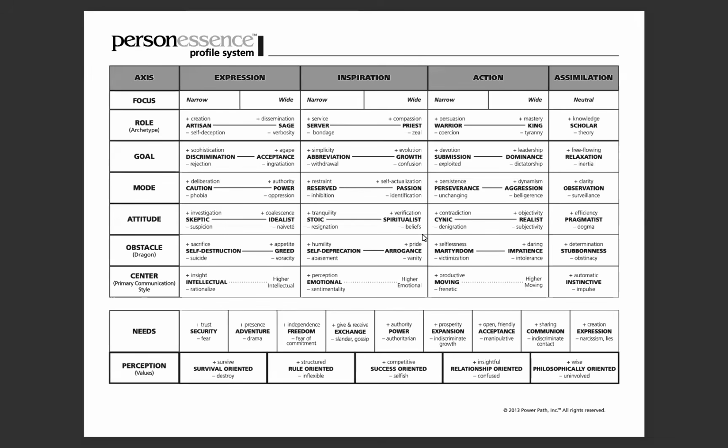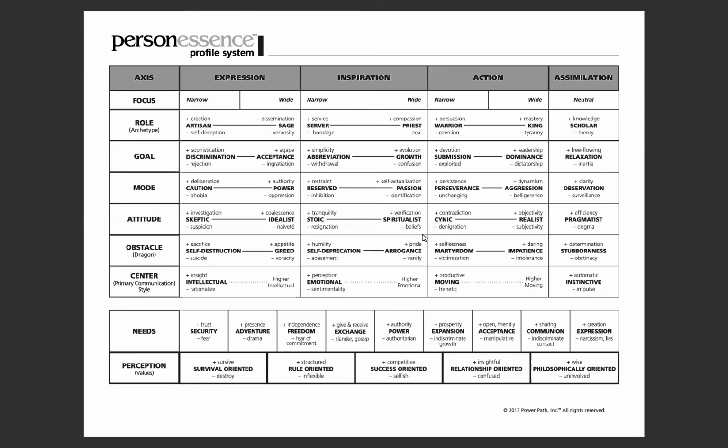The top horizontal row covers the 7 archetypal roles, the ones we master over many lifetimes. This is our primary beingness on an essence level: artisans, sages, servers and priests, warriors and kings, and scholars. These roles also describe a secondary role called casting, and that's an influence or a modifier to the first one. So the result is 49 possible combinations of the roles.